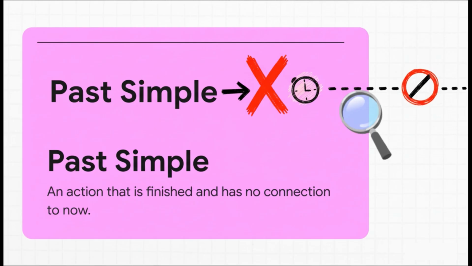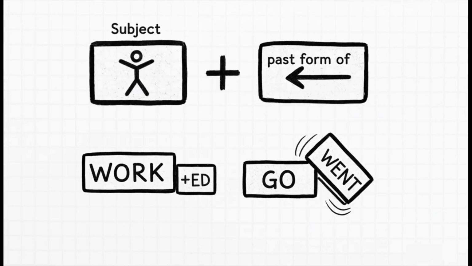The story's over. And making it is super simple. You just take your subject and use the past form of the verb. For regular verbs, you just add ed, like worked or played. For the tricky, irregular ones, the word changes completely, like go becomes went or see becomes saw.